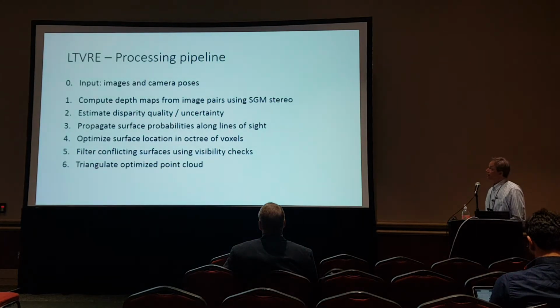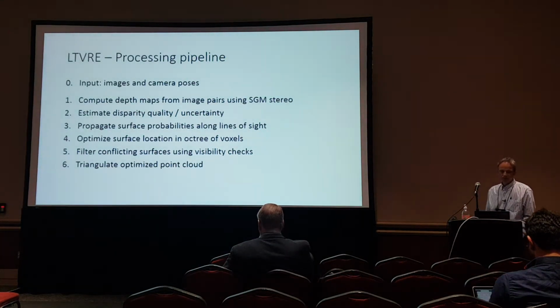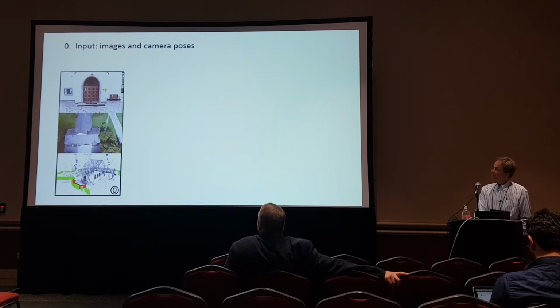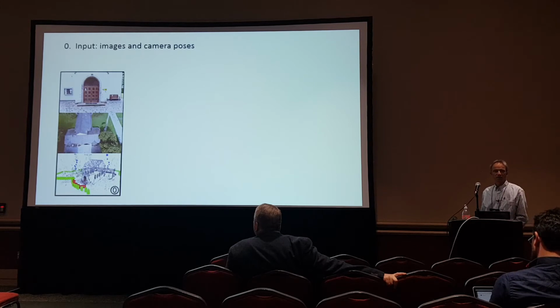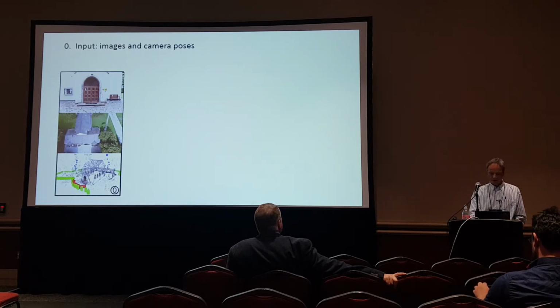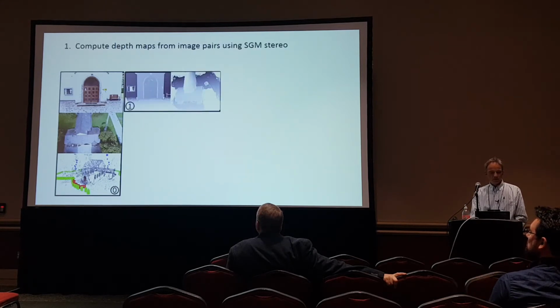So let's quickly go through how this actually works. Here's an outline of the different processing steps, and I'll just show you a picture of each to make this easier to digest. The input to the system is images and camera poses. The system does not include a structure from motion component, so we'll use some other technique to get the camera poses, and that's supposed to be the input.